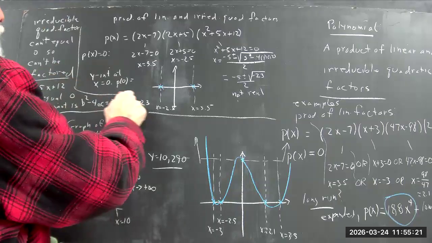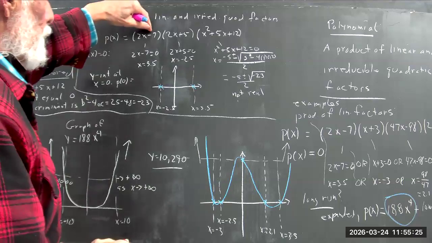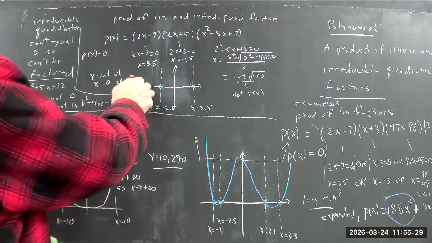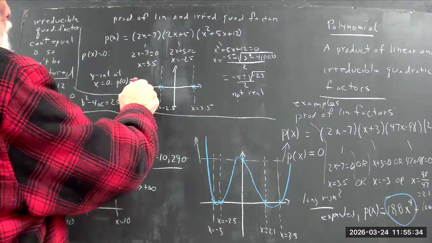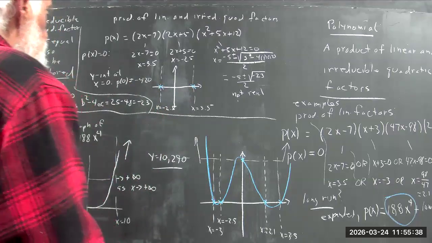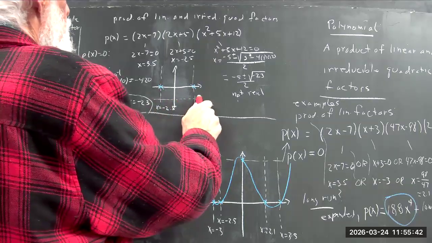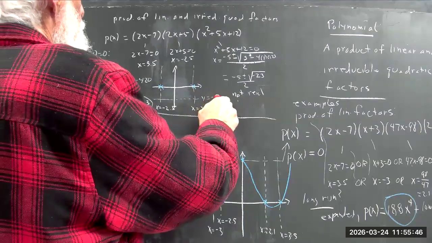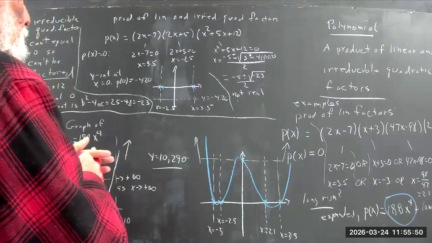If we evaluate our polynomial at 0, we're going to get negative 7 times 5 times 12, which is negative 420. So our y-intercept is at negative 420.